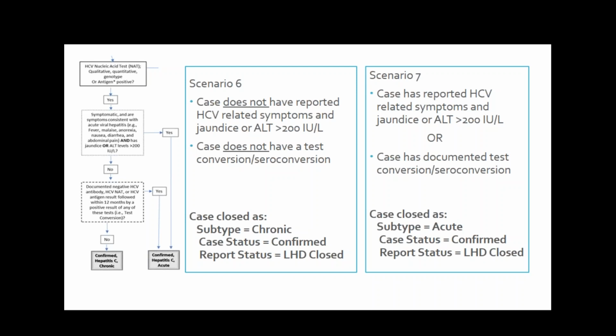In scenario 7, the case has reported HCV-related symptoms and jaundice or ALT, or the case has a documented seroconversion. The case will be closed as subtype acute, case status confirmed, report status LHD closed.